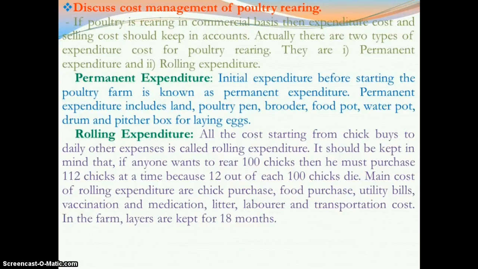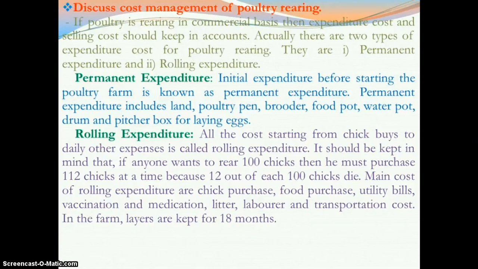But at the time of purchasing, we have to purchase 12 more than 100. The main costs of rolling expenditure are chick purchase, food purchase, utility bills, vaccination and medication, litter, labor and transportation cost. In the farmhouse, layers are kept for 18 months. That means rolling expenditure lasts for 18 months for one time of chicken rearing.